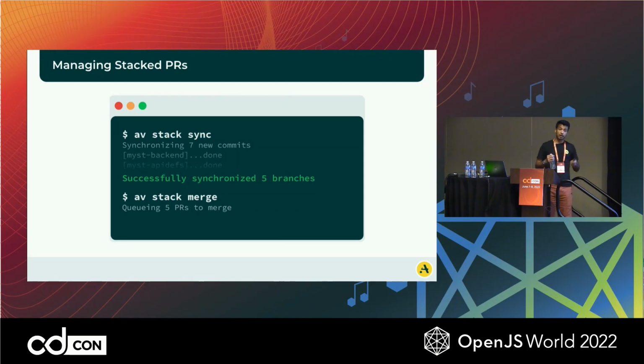And we have a CLI that you can install to manage your stacked PRs. So if you have multiple PRs running small changes, you can sync all of them together. For instance, if you introduce a commit in your base stacked PR, you can just use AV stack sync. This syncs all those commits to all your subsequent stacked PRs, and you can also identify how you merge all of those things together. So you can use AV stack merge, which will help you merge all of those things together.